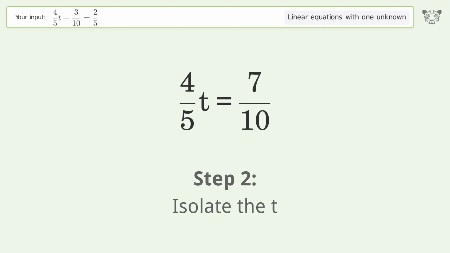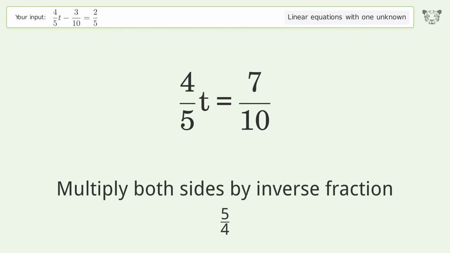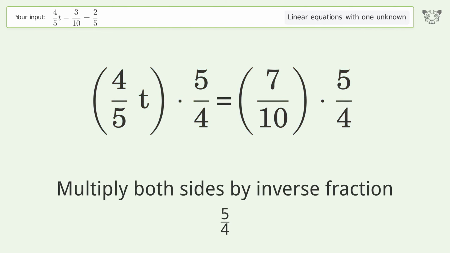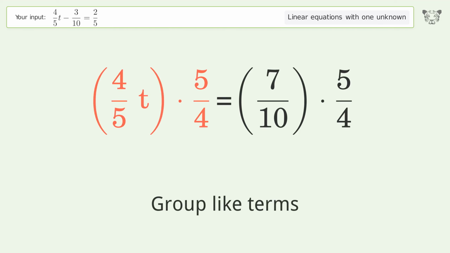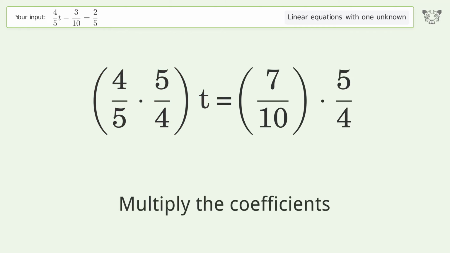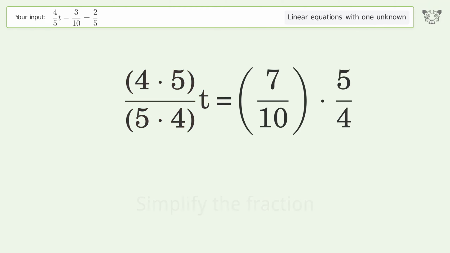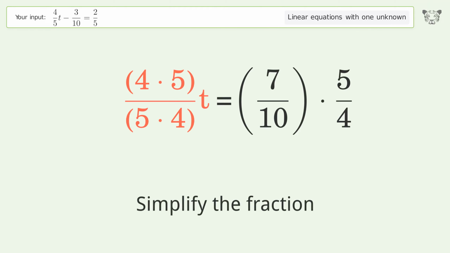Isolate the t. Multiply both sides by inverse fraction 5/4. Group like terms. Multiply the coefficients. Simplify the fraction.